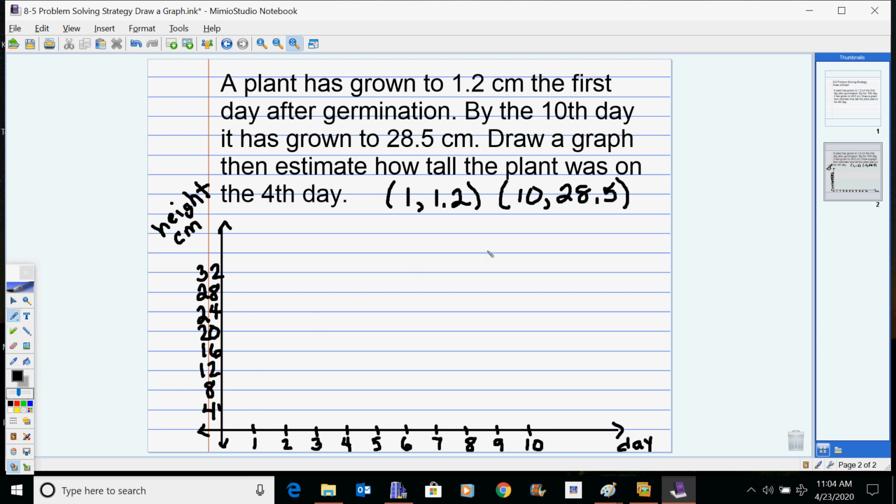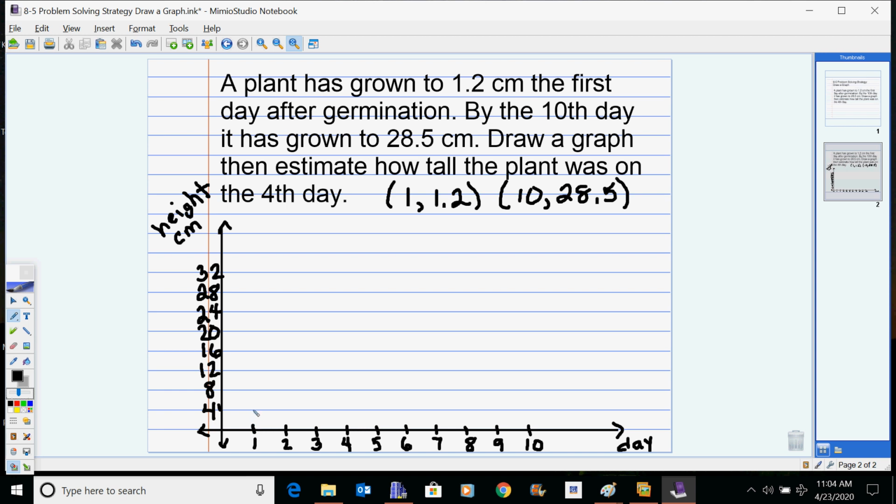Now we have just 2 points to graph. We have the ordered pairs 1, 1.2, and 10, 28.5. And you can see by the numbers you're not going to be able to get exact. So this is a good idea of estimating. Now 1.2 is a little above 1, okay?